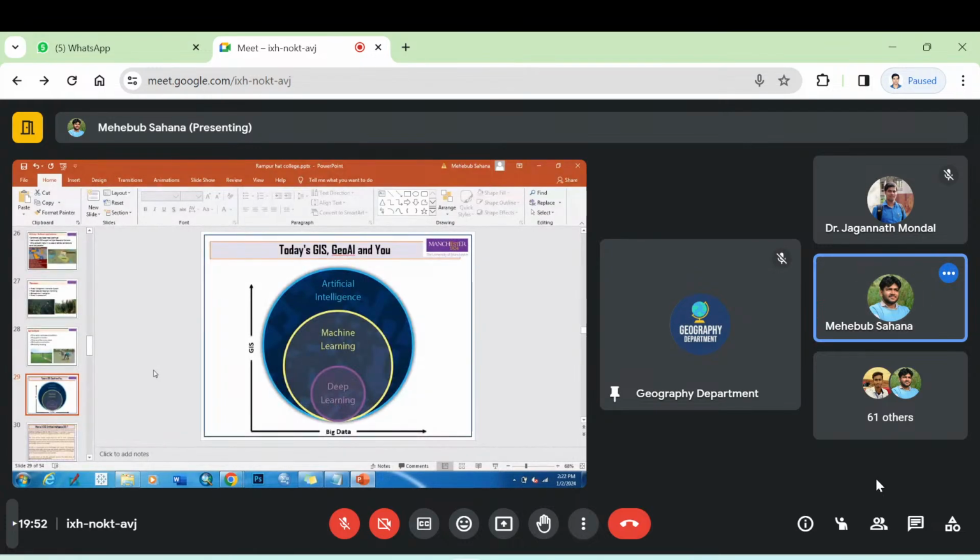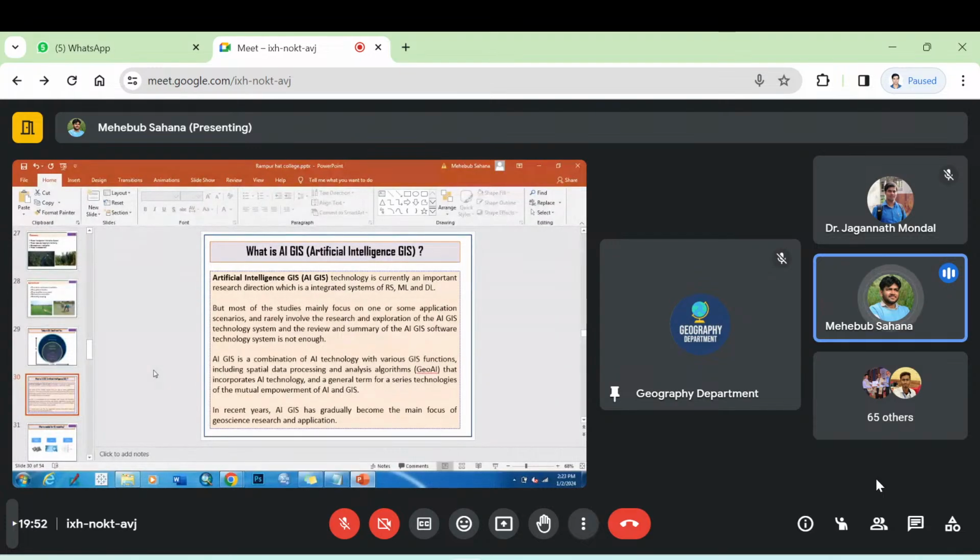Now I'm entering a very complicated part of my lecture. That is today's GIS: Geo AI. What is this? I know it's a little bit tricky, a little bit overrated. Big data, GIS, artificial intelligence, machine learning, and deep learning. So, what is artificial intelligence? AI GIS technology is currently an important research direction, an integrated system of RS (remote sensing), AI, ML (machine learning), and DL (deep learning).